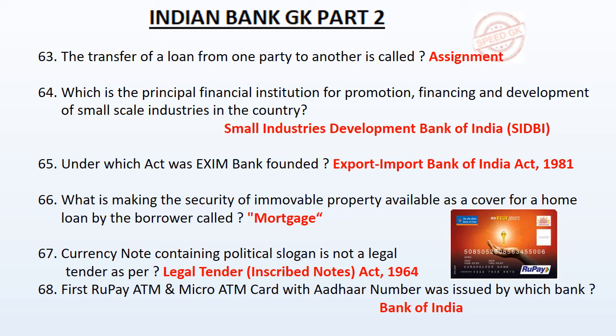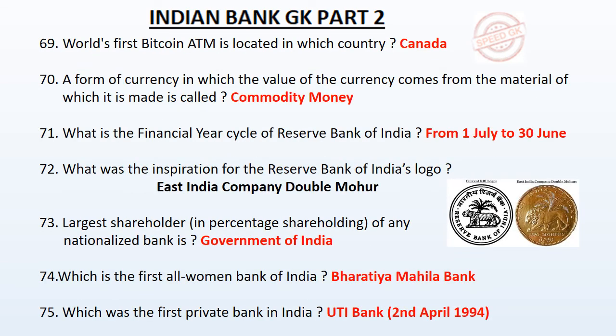First Rupee ATM and Micro ATM card with Aadhaar number was issued by which bank? Bank of India. World's first Bitcoin ATM is located in which country? Canada. A form of currency in which the value of the currency comes from the material of which it is made is called commodity money.